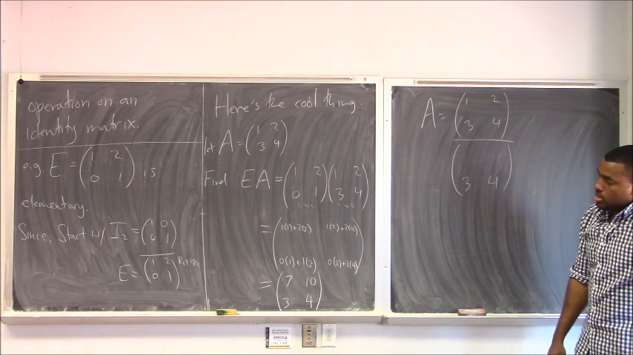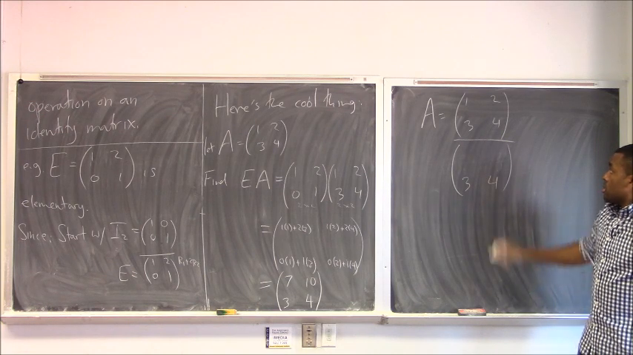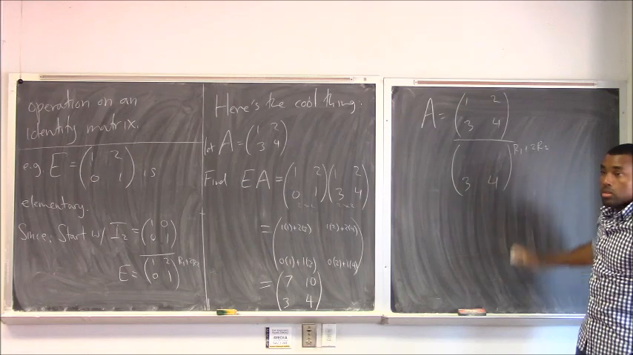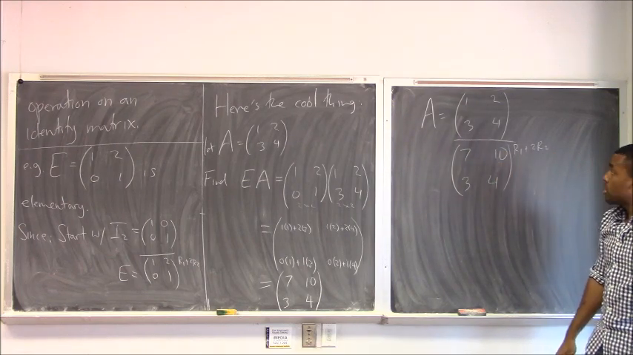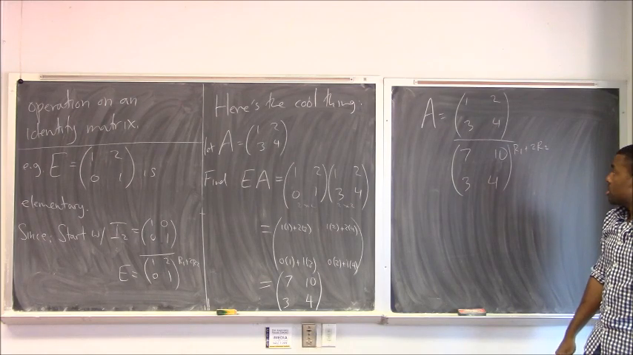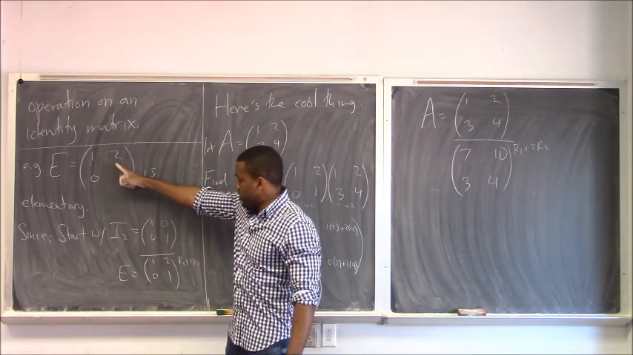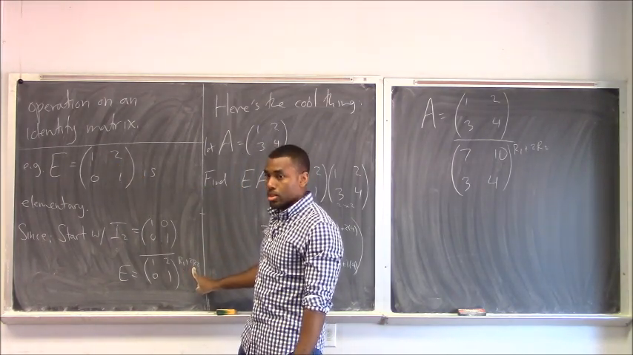The first row is twice the second row plus the first row. Right, if I took row 1 and added 2 times the second row, I would get 7 and 10. Right? How did I get this E that I mentioned? I took row 1 and added 2 times the second row.